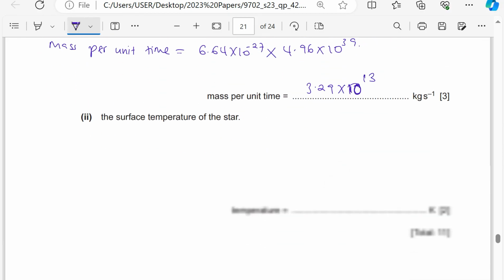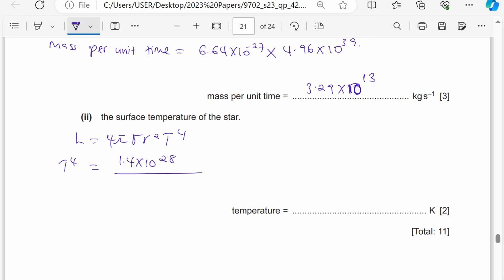Okay, then the surface temperature of the star. Of course, there I will use luminosity. I know that luminosity is 4 pi times sigma times r squared times T to the power 4, according to Stefan Boltzmann's law. So I want to find the temperature. So T to the power 4 is going to be the luminosity, which is 1.4 times 10 to the power of 28, divided by 4 pi. Sigma is Stefan Boltzmann's constant, which is 5.67 times 10 to the power of negative 8.